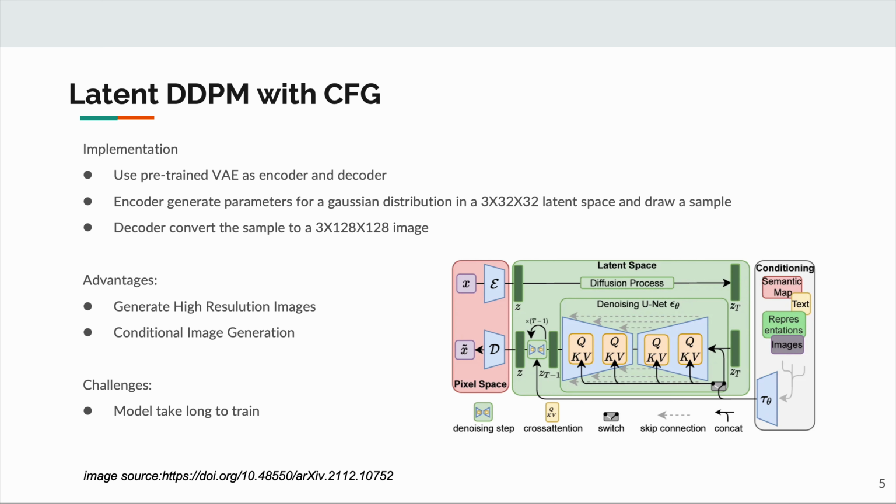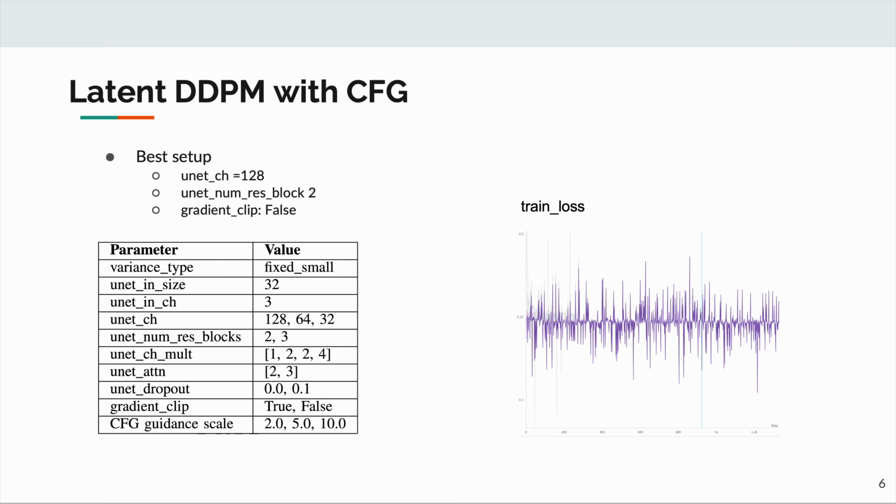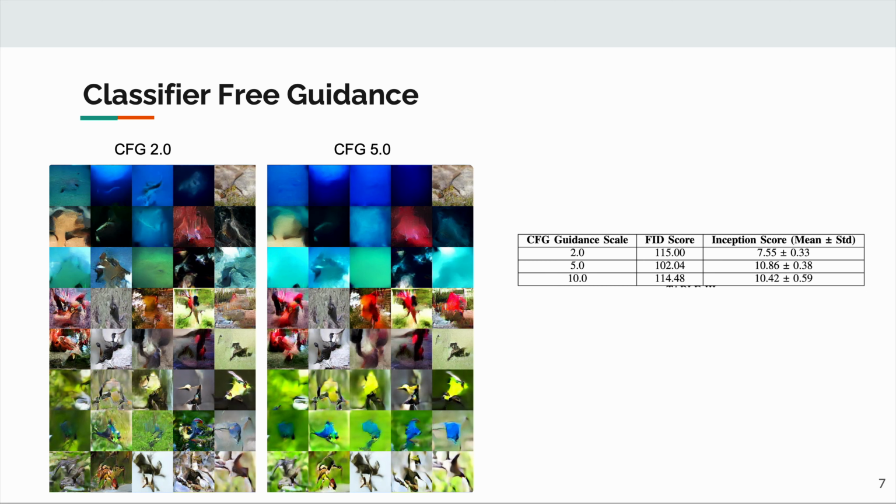We experimented with different hyperparameters, such as U-Net channels and the number of residual blocks, and settled on a configuration that offered stable training. For inference, we generated images using different CFG values, showing how CFG impacts the image generation. So CFG 5.0 yielded better inception scores and FID scores, but the images are blurrier compared to CFG 2.0. In this graph, each row represents a class, and different rows are just different classes.